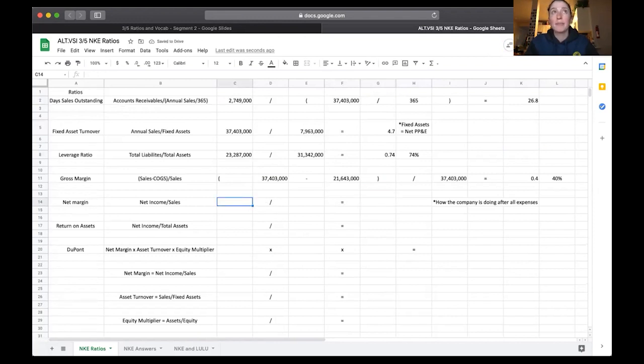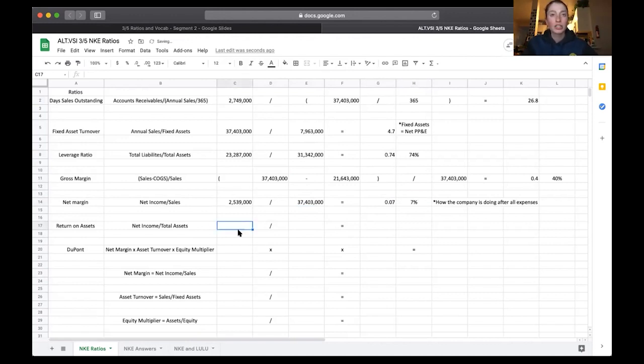Now for net margin, that's taking your net income, and your net income is 2,539,000. And you divide that by your total sales, which is the 37,403,000. And you end up with a net margin of 0.07 or 7%. All right.